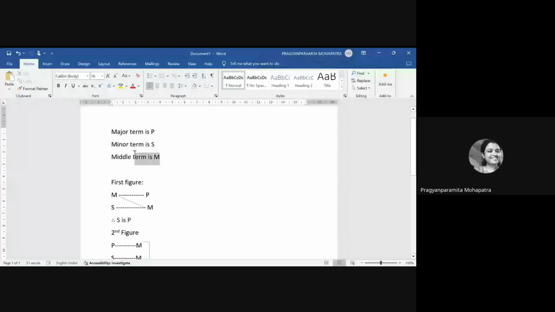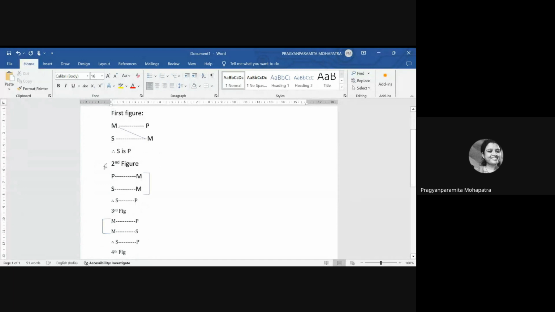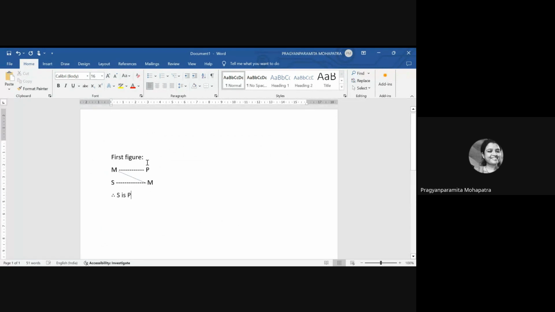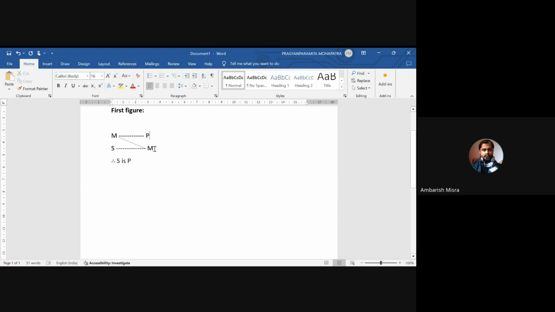Okay, just let me share the screen. Let's see what can be the possible moods in the first figure. This is the first figure. So what will be the combinations of the major and minor premises? Let us check first.